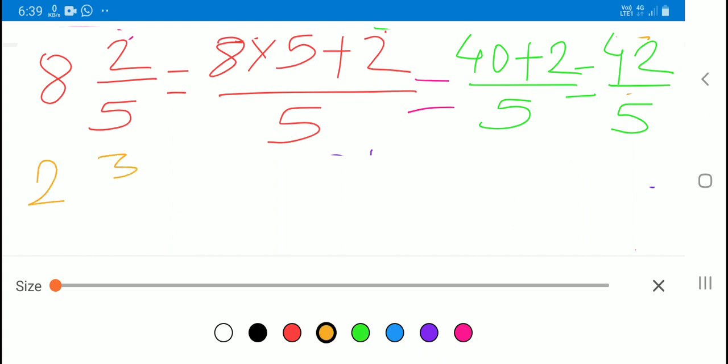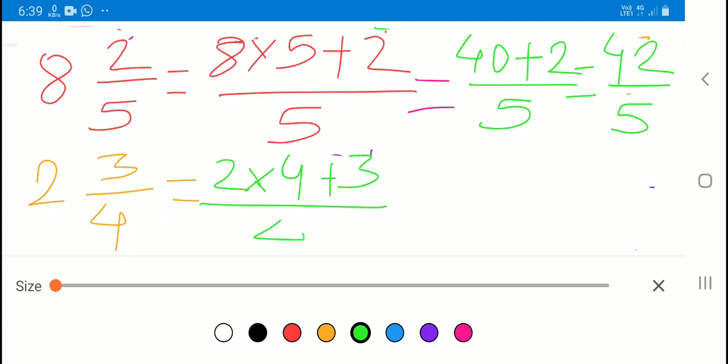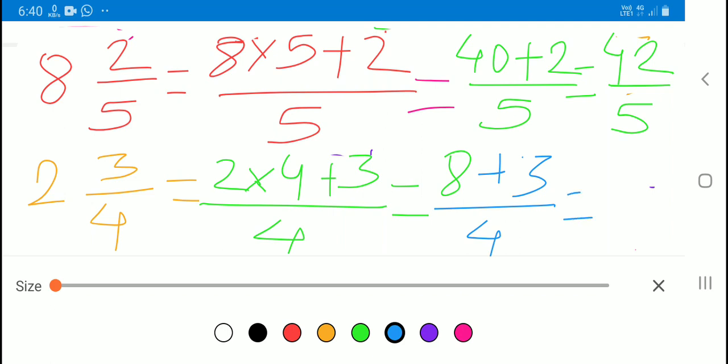Okay. One more example we will take, 2 and 3 upon 4. Okay. So here what? You have to multiply 2 and 4, add 3 to that, divided by the denominator, which is 4. 4 2s are 8 plus 3 upon 4. 8 plus 3, 11 upon 4. Okay. Do you understand this?